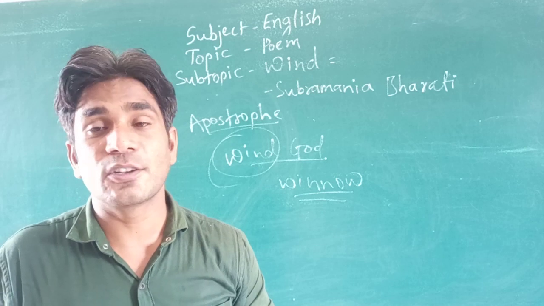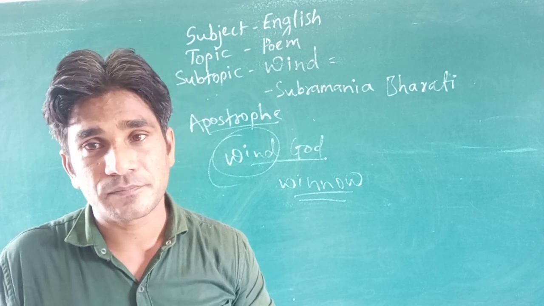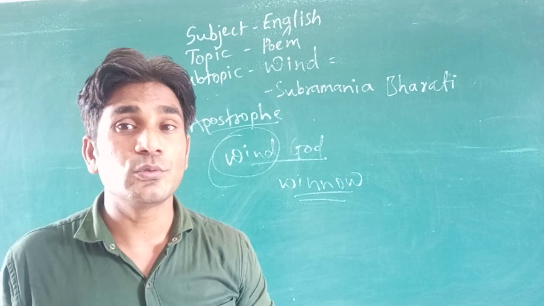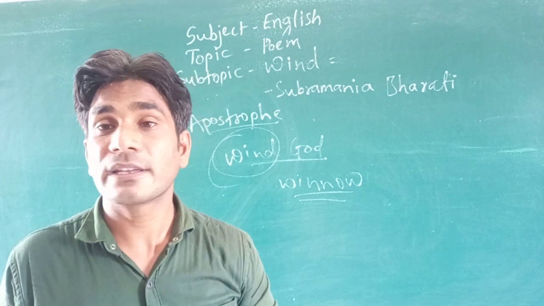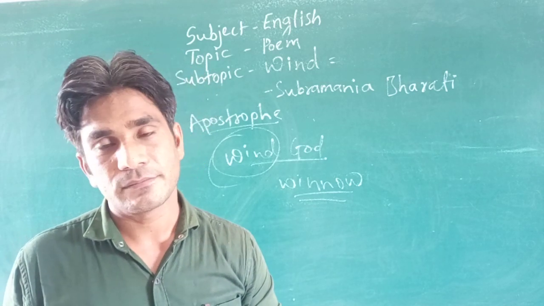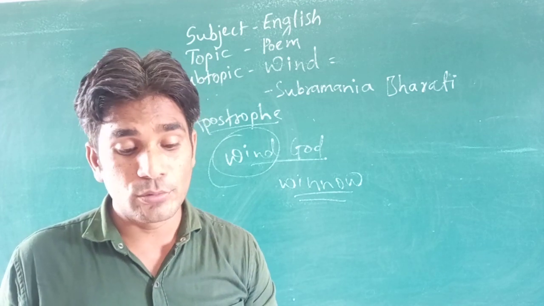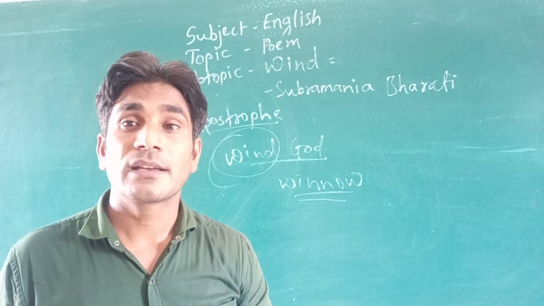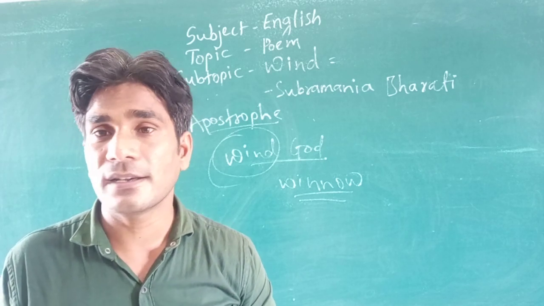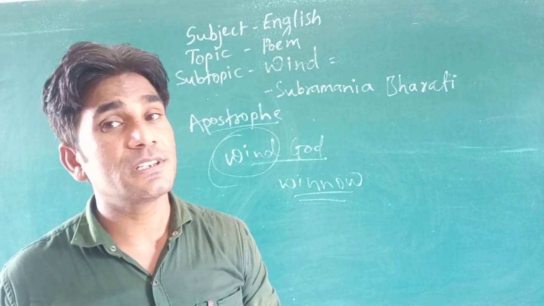But here the wind does not listen to the poet, does not obey the poet, does not follow the poet. So what did the wind do? Phir wind ne kya kiya? Look there, the poet says, you wind, look what you did. Dekho tumne kya kiya. Look there, you threw them all down, that means the books which were kept on the shelf. Tumne un sabko niche fek diya. You threw all the books down from the shelf. Shelf se unko niche fek diya.